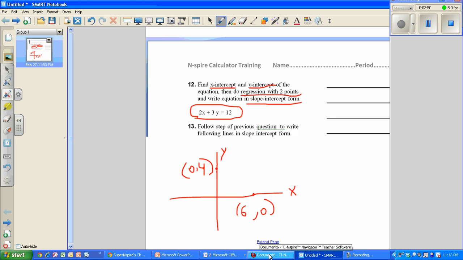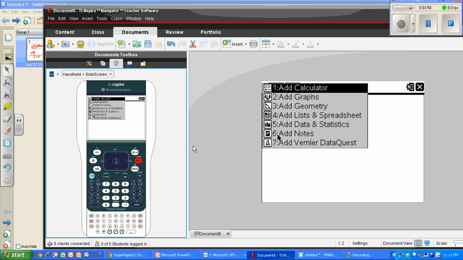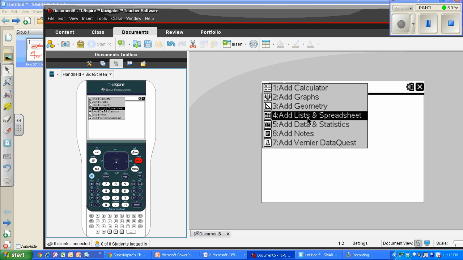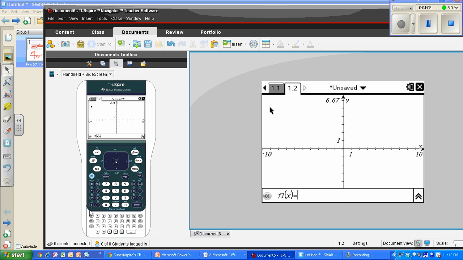Now what we can do is run a regression with it. I did that before, so I'm going to do that very quickly. I'm going to add a page, control doc, and then I can do lists and spreadsheet, or I can graph it. Let me do graph it this time. Instead of running a regression, it's much easier to graph it.